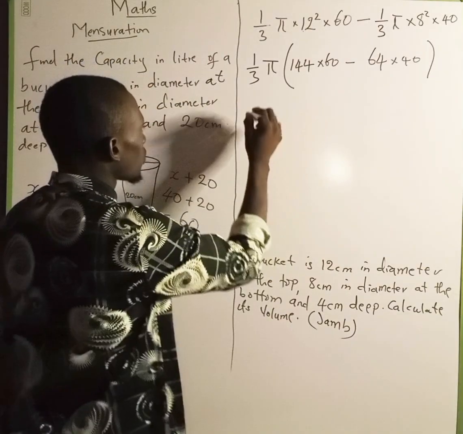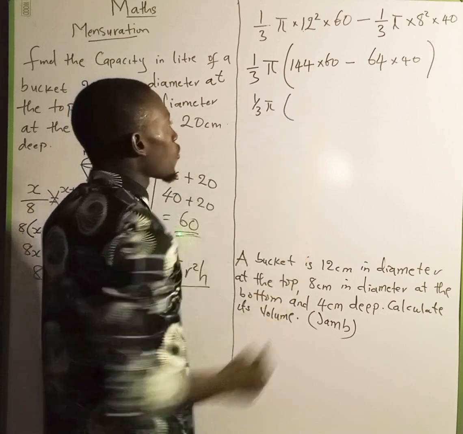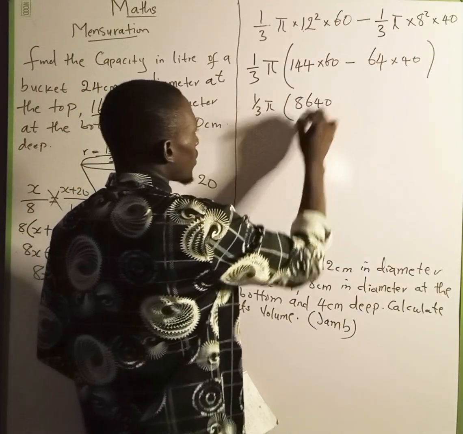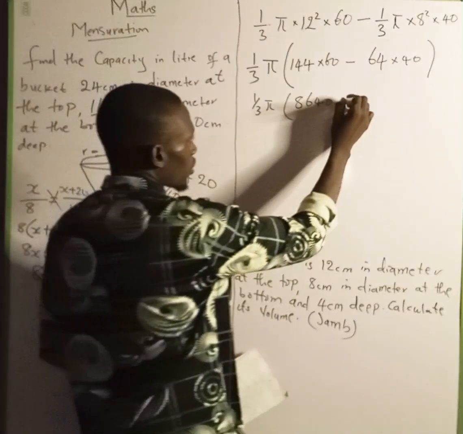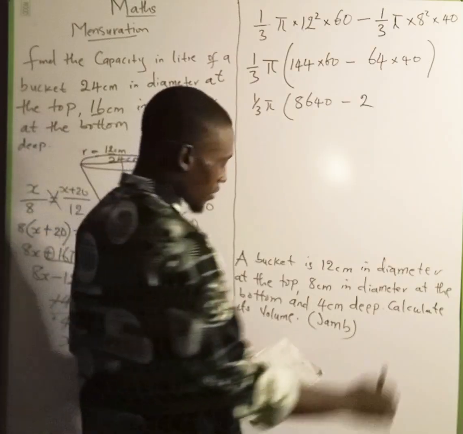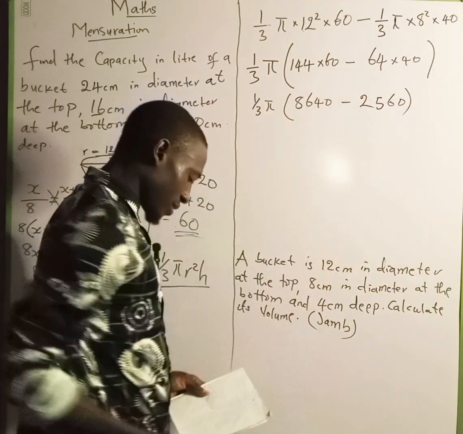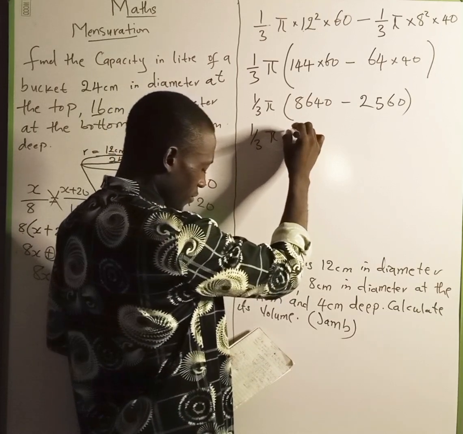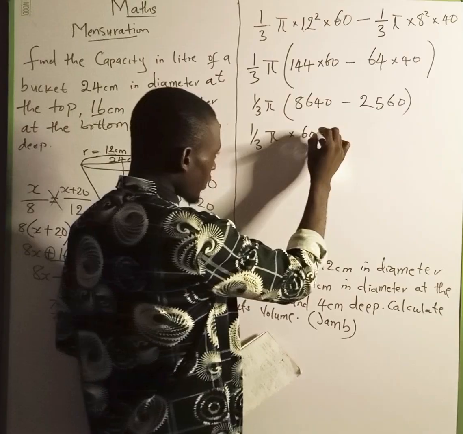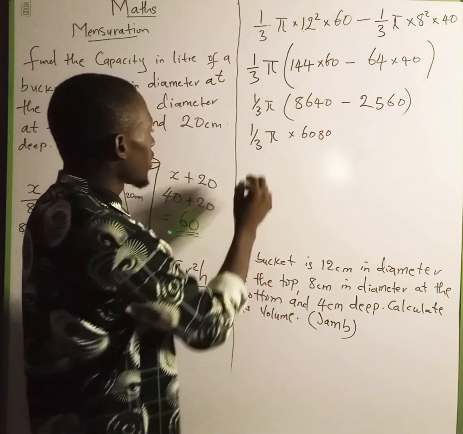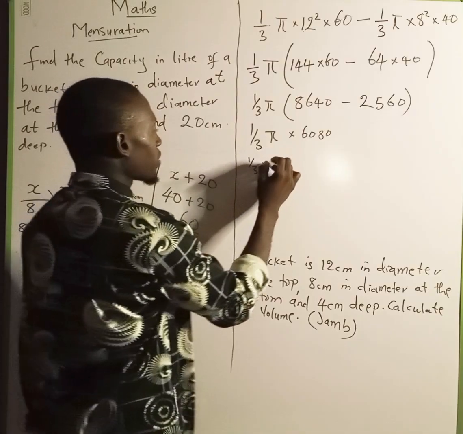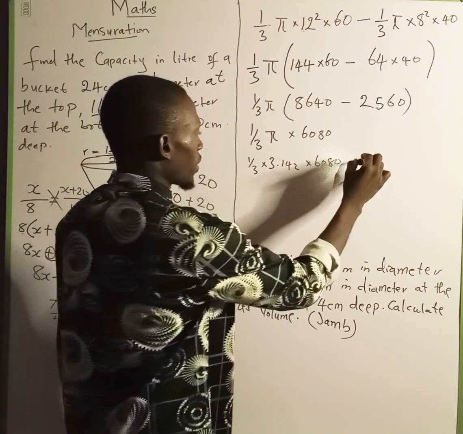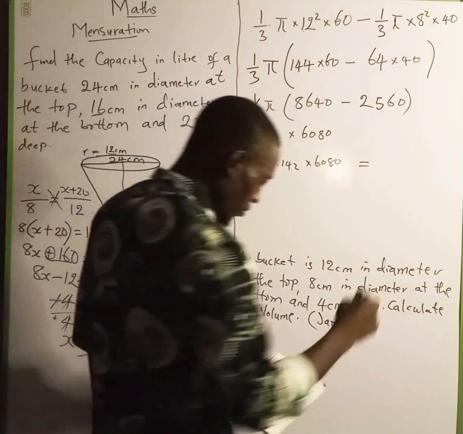So you continue: 1 over 3 pi, 144 times 60. If you multiply it, you have 8,640, minus, if you multiply these two, you will have 2,560. When you subtract it, you now have 6,080. Now note that the value of pi can be taken as 3.142. So you multiply it with this.